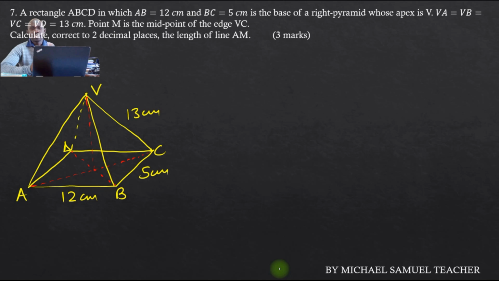So the question requires us to find the length of AM, and M is the midpoint of edge VC. And if that is the case, therefore, if we draw a perpendicular from M to A, that will actually be perpendicular.